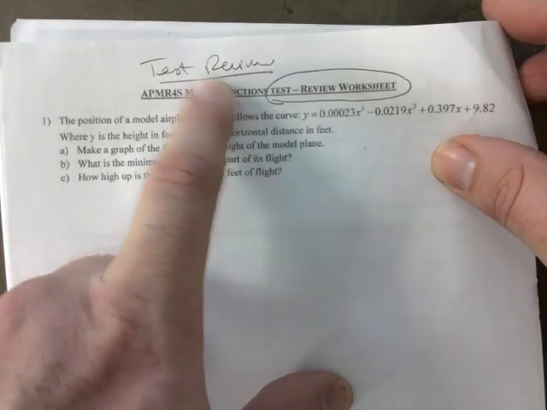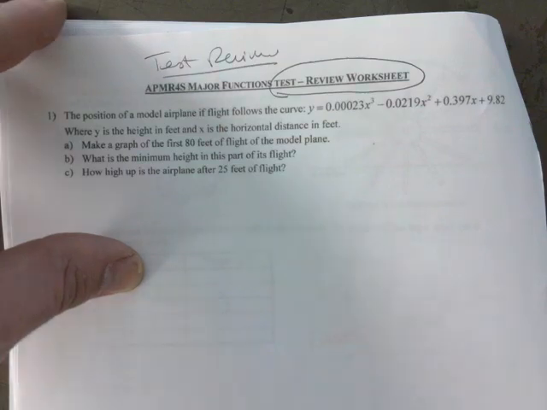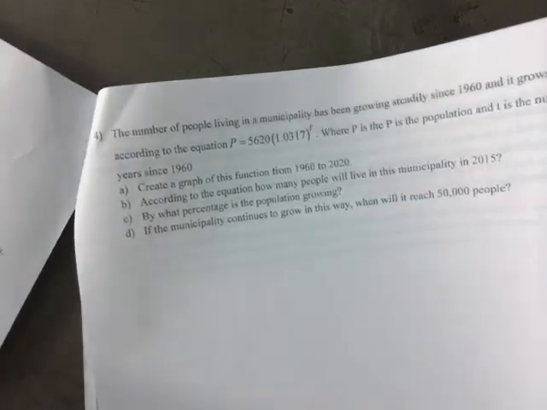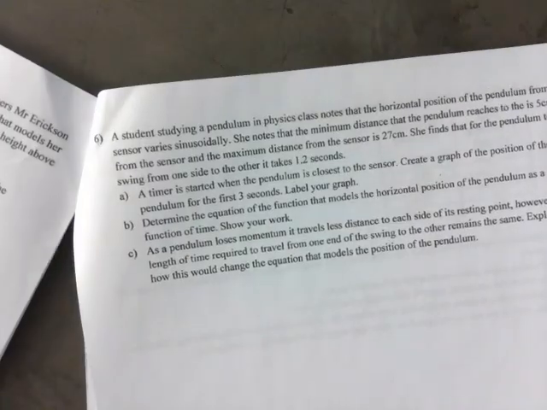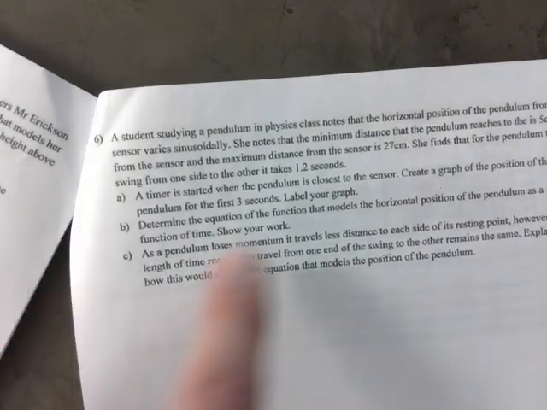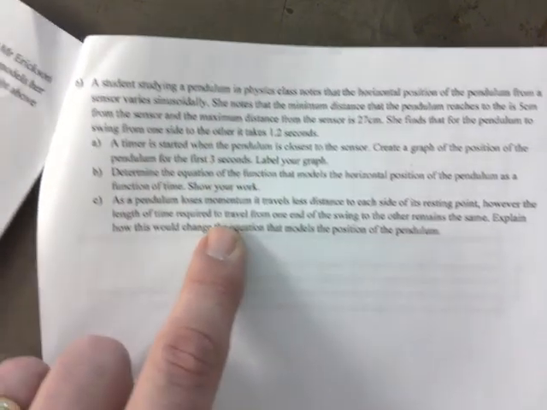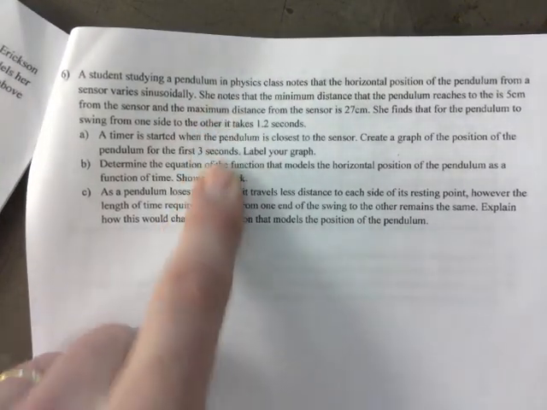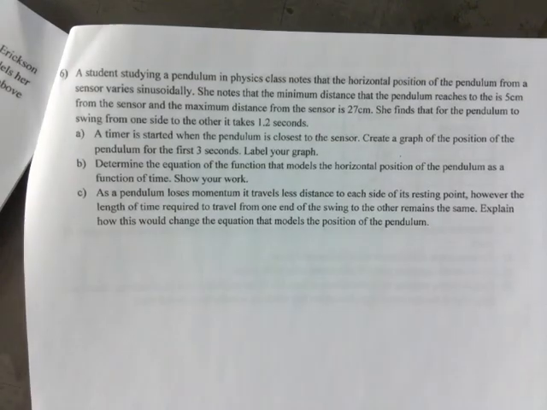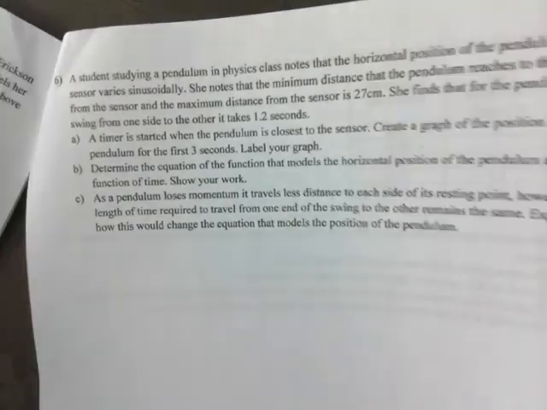So test review there, I'll post the key to that. When you go to the back, we go back to sinusoidal. That's going to be the heaviest one of them all. So for example, once you get to 62, there's one of those type B again, where you need to figure out the sinusoidal function for that one.